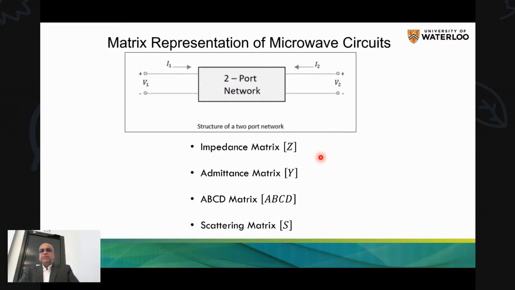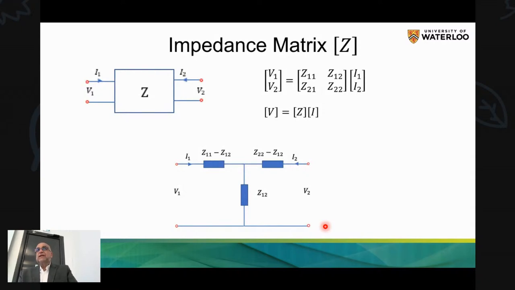As a brief introduction, when we talk about two ports, we can describe a two-port either by the Z matrix, the Y matrix, the ABCD matrix, or the S matrix. They are all related to each other, and they all represent the two-port network. For the Z matrix, which we all know, we can represent it by a T network like that, where the voltage and the currents on each side are defined. And we can define the Z matrix as follows.